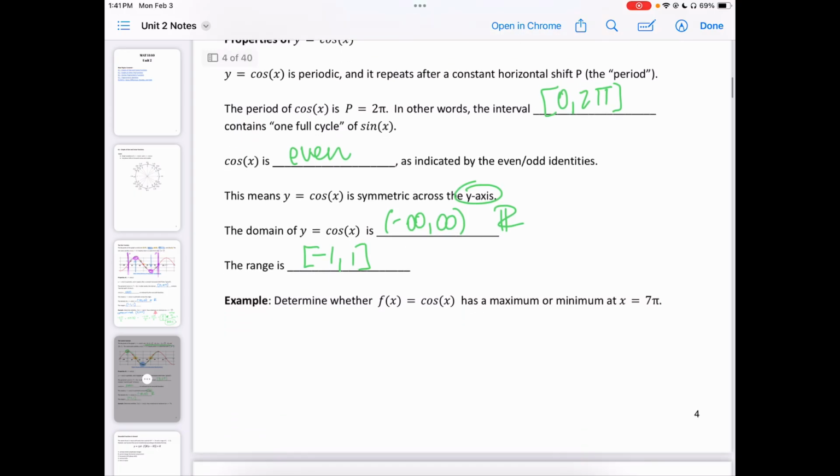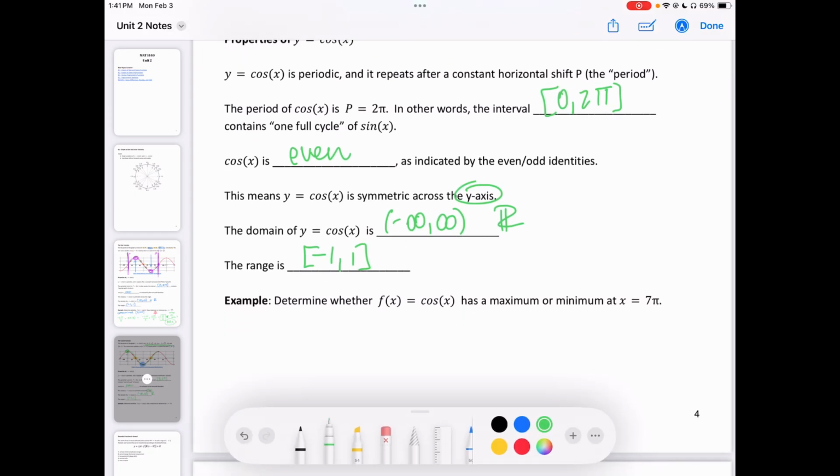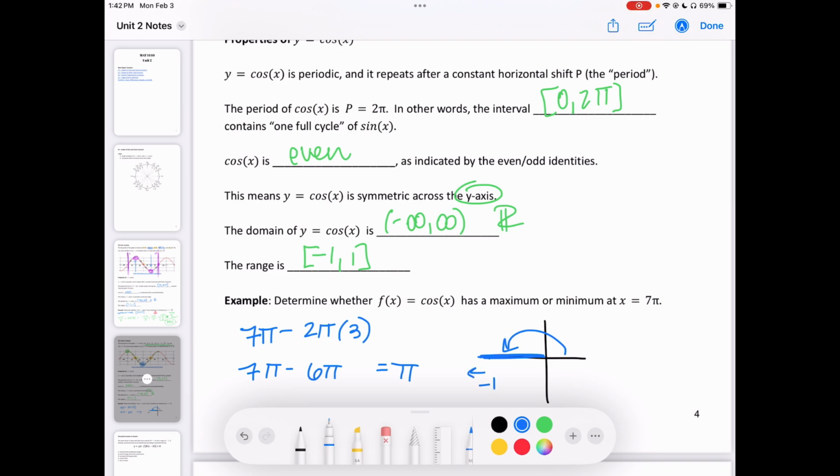Now let's determine if cosine of x has a maximum or a minimum at 7 pi. That means I'm going to have to subtract 2 pi several times. In this case, I know I'm going to have to do a subtraction 3 times. So 7 pi minus 6 pi is equal to pi. I know on the unit circle that pi is right here. And so thinking about cosine, cosine is going to be a -1 here. My sine value is 0. So I'm going to have a minimum.